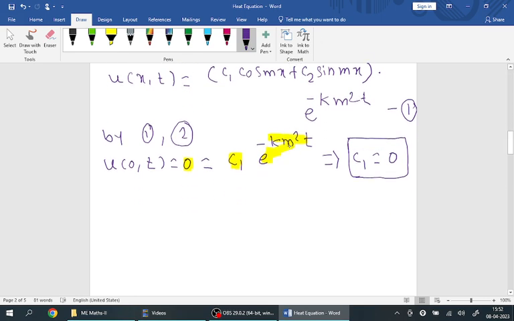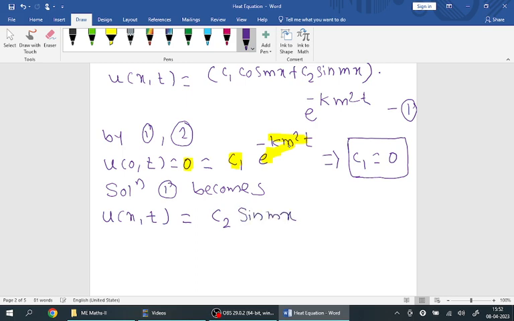We can replace it in equation 1. So solution 1 becomes u of x, t, which is the temperature at a distance x and time t, equal to c2 sin mx into e raised to minus k m square t, which I take as equation number 5.